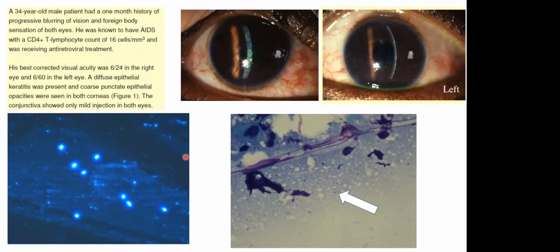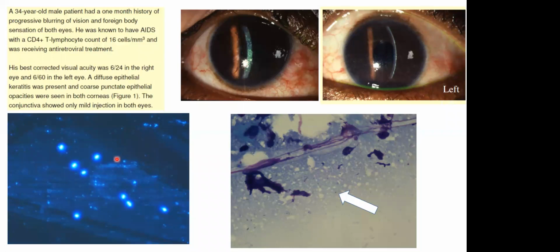So this is the last group of patients, HIV positive individuals with eye problems. So this was the first one, a known HIV positive case, CD4 of 16, who presented with scratchy eyes and blurring of vision. And on fluorescein staining, you can see this punctate keratitis in both eyes.